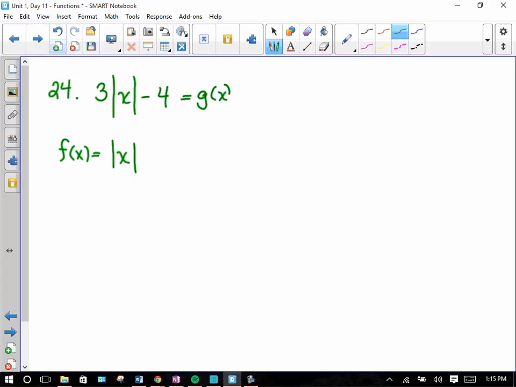Now, it then says, describe how the graph of g of x, which is this one, is related to f of x. So, Sean, what is one way that this graph of g of x is changing from f of x?